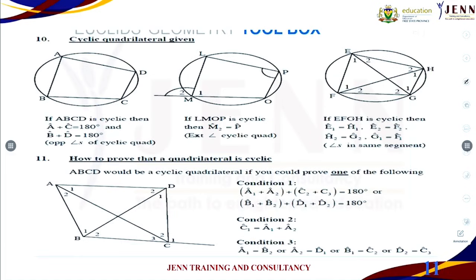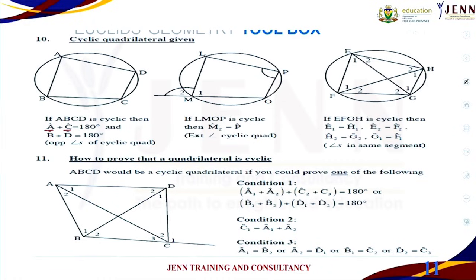Now, another one on the toolbox is that if you are given a cyclic quad, you know that in a cyclic quad, all 4 vertices must lie on the circumference. If ABCD is a cyclic quad, then we know that angle A plus C is 180, and angle B plus D is also 180. These are opposite angles of a cyclic quad.